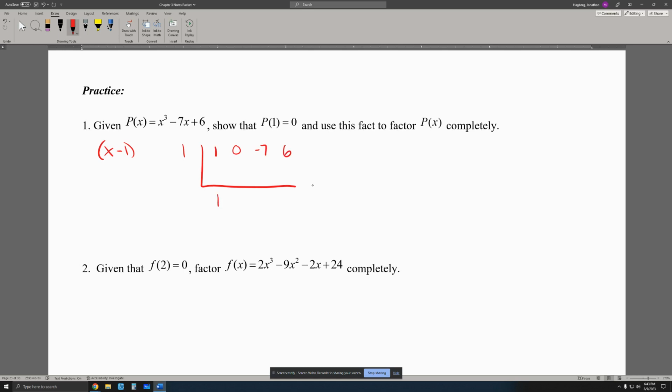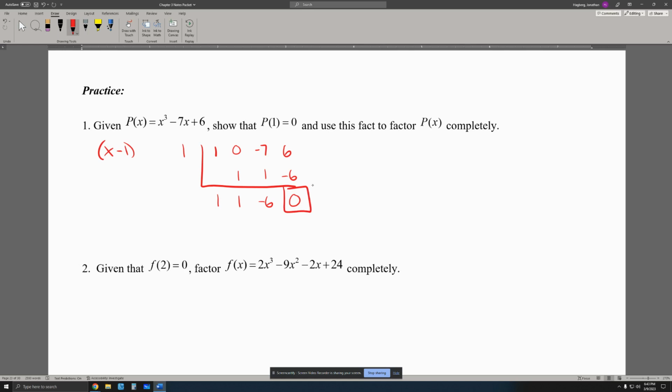So we'll start by bringing down 1. We get 1 times 1 is 1. Adding straight down, we get 1 again. 1 times 1 is 1. Adding straight down, we get negative 6. And then 1 times negative 6 is negative 6. And finally, adding straight down, we get 0. So remember, this last piece here is our remainder. So we have a remainder of 0.